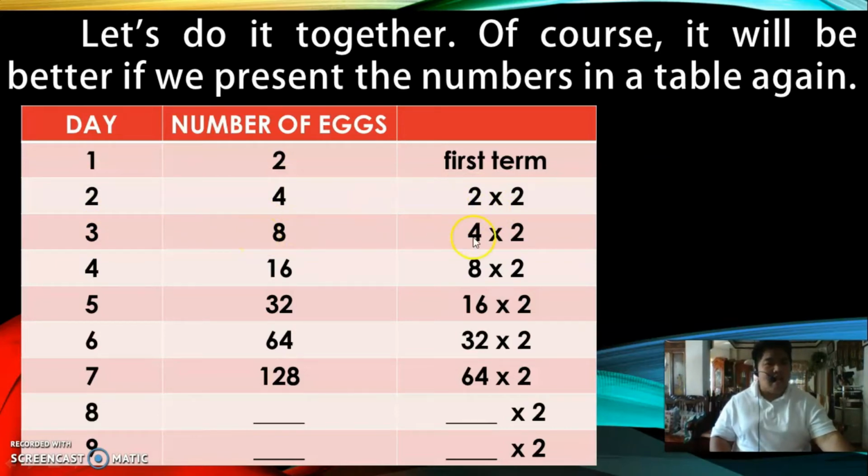Therefore, that is actually 4 times 2. For day 4, that is 16. That is actually 8 times 2. For day 5, that is 32. That is actually 16 times 2. For day 6, 64. That is actually 32 times 2. For day 7, 128. That is actually 64 times 2.